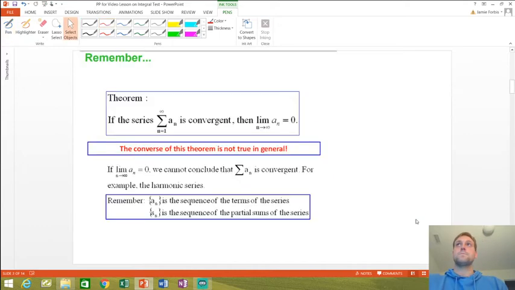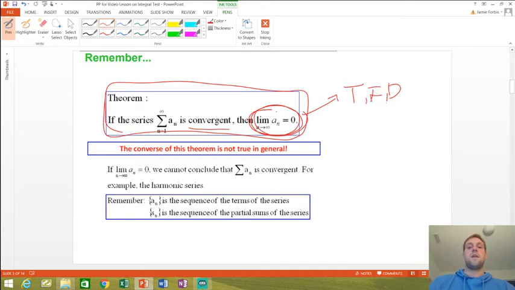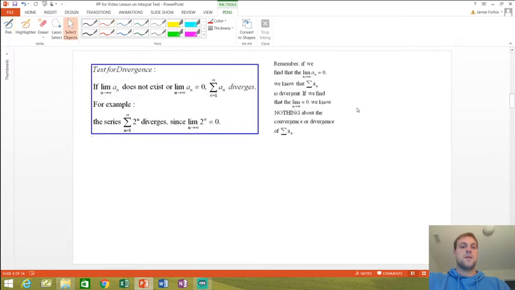Just as a reminder, usually to this point we would have only known one test, and that was coming from this theorem here. If the series from 1 to infinity of a sub n is convergent, then the limit of a sub n equals 0. Remember, we get the test for divergence from that logic.